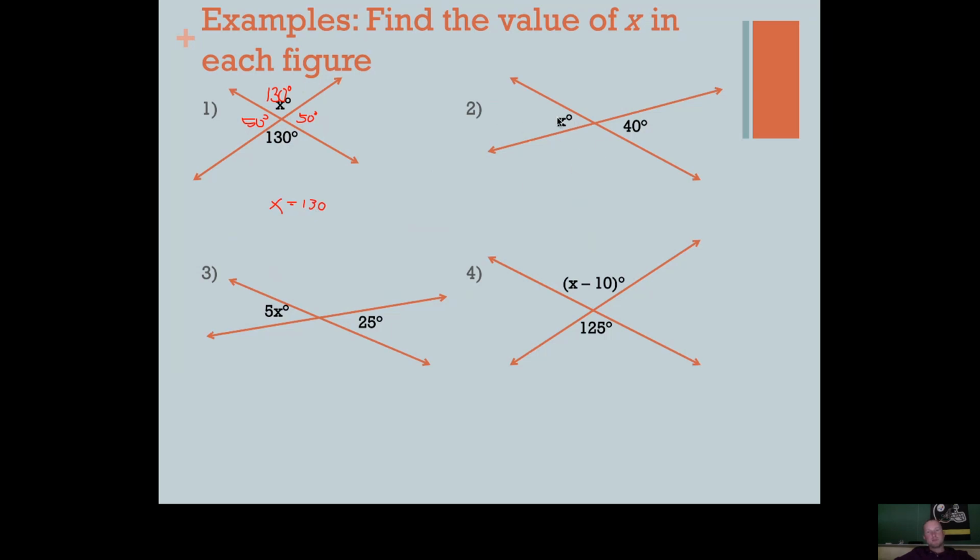Number two, same idea. You have two lines that cross. These angles are vertical because they're non-adjacent. So if this angle is 40, its vertical angle is 40.